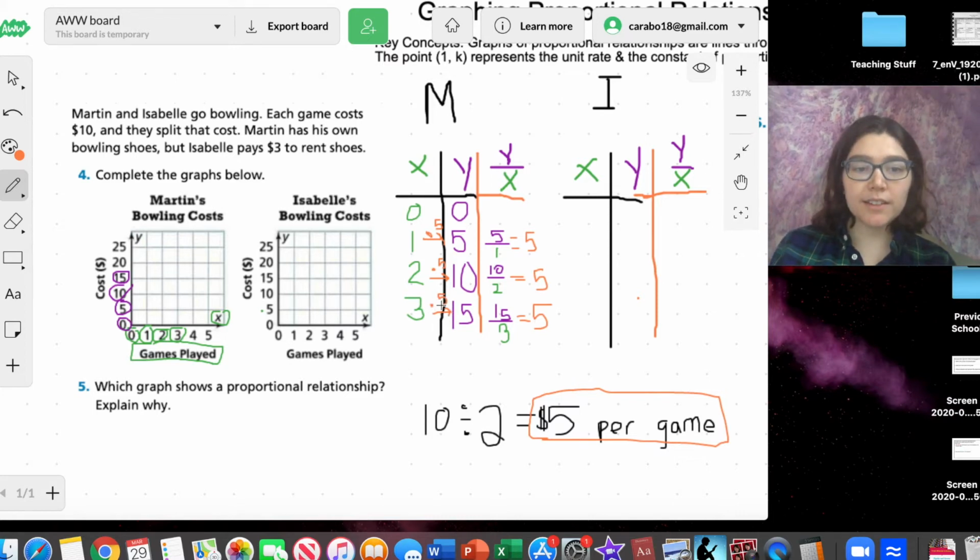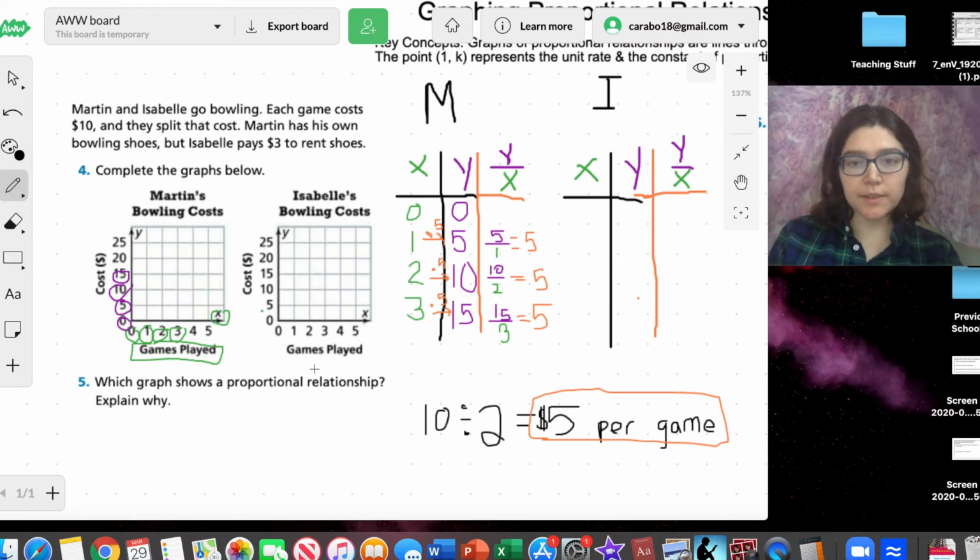Okay, so for Martin's situation, we do have a proportional relationship. Let's graph these points. So our first point is this point 0, 0. The x value is 0 and the y value is 0. So I'm looking for my x value of 0, my y value of 0. That is the point 0, 0. We call that the origin. So I'm going to put a point right there.